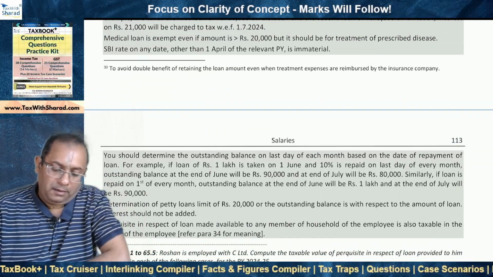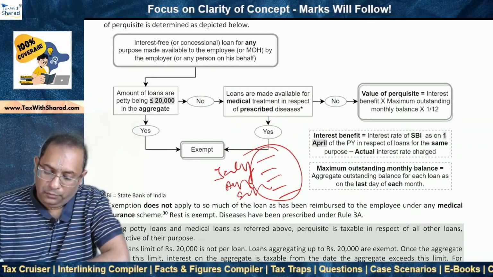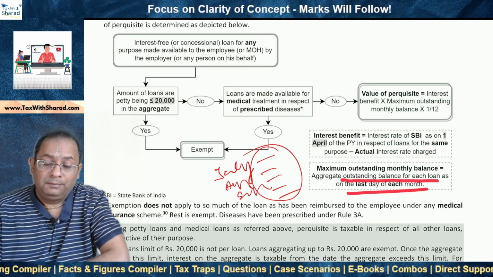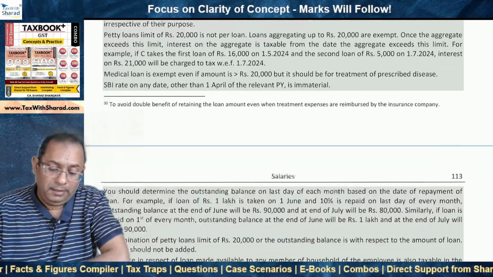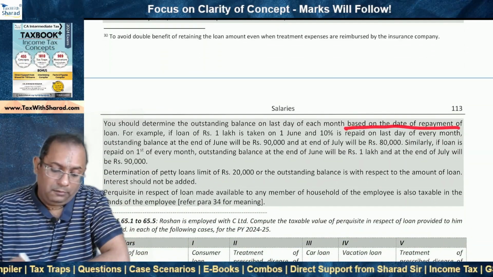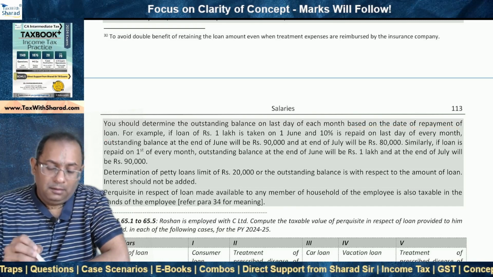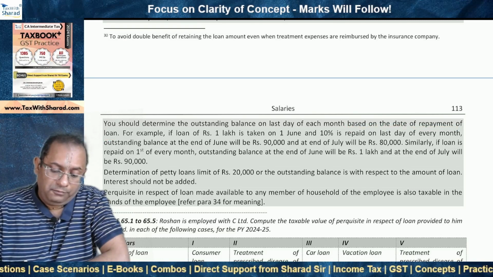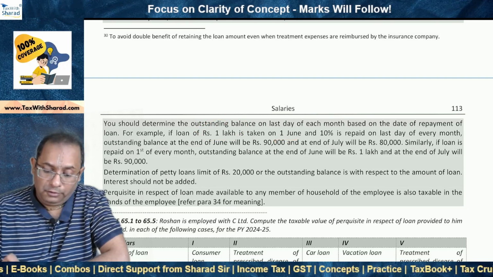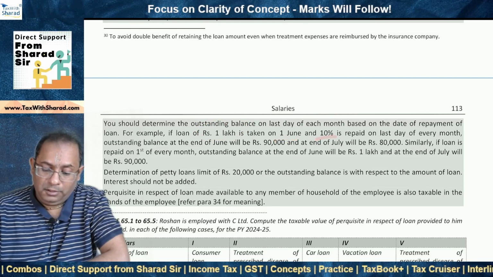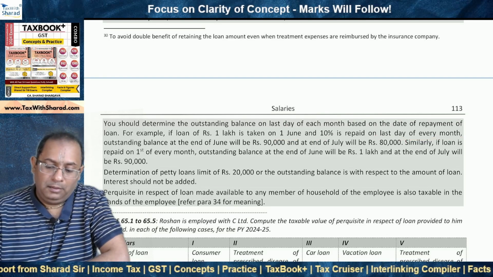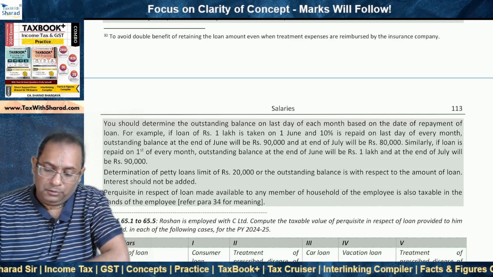Now the important point that you need to check is, when you are finding the outstanding balance of the loan as on the last day of each month. Okay, it is the last day of each month that you need to take into account, and this will be based on the date of repayment of the loan. For example, if you take a loan of 1 lakh on 1st of June, and say 10% of this 1 lakh is repaid on the last day of every month.